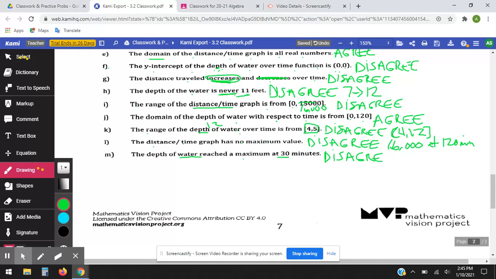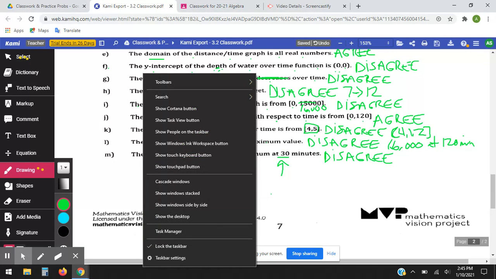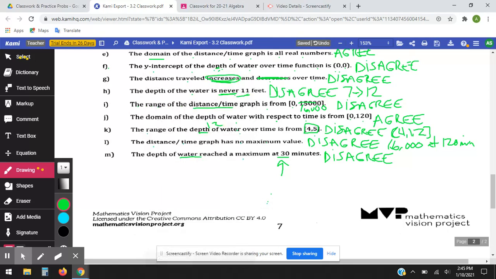But what it was, at 30 minutes, it was a relative maximum. There's just an extra bonus word for you. This term, a relative maximum. So for that time, it was a maximum, but it was not the maximum of the graph.